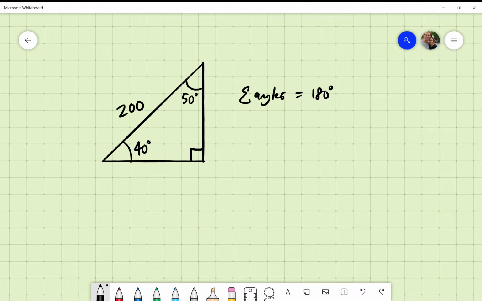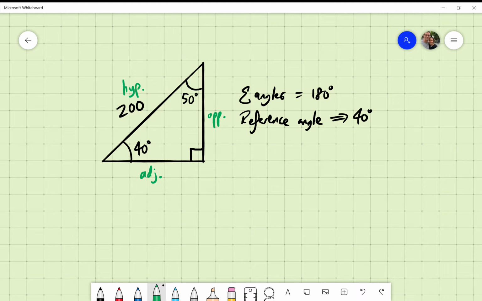Now, to find the other two sides, we need to start by picking a reference angle. Let's just use the first one, that 40 degrees. Once you do that, you can label this side as the adjacent side, this side as the opposite side, and this side is always the hypotenuse, that doesn't change. Then you're going to want to use those sine, cosine, and tangent functions. And you do need a calculator to do this.